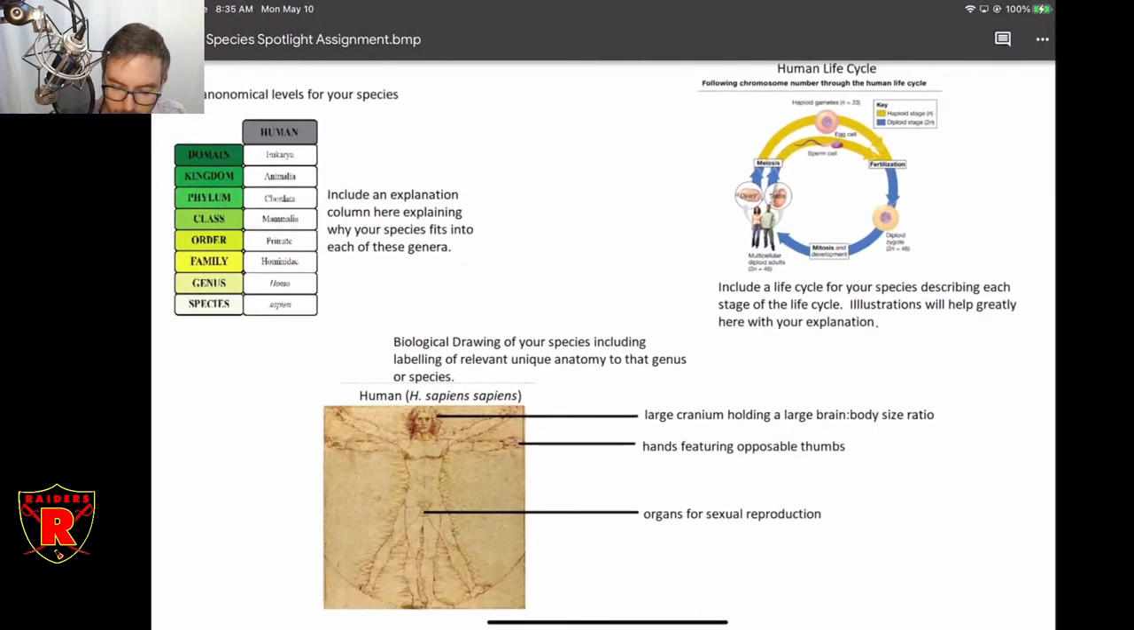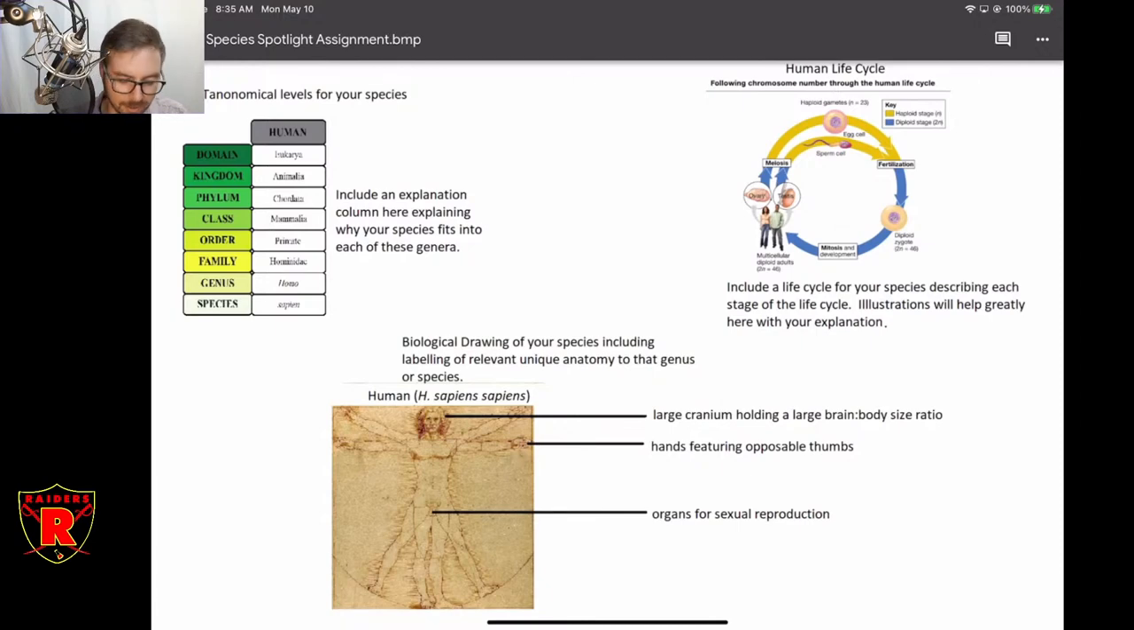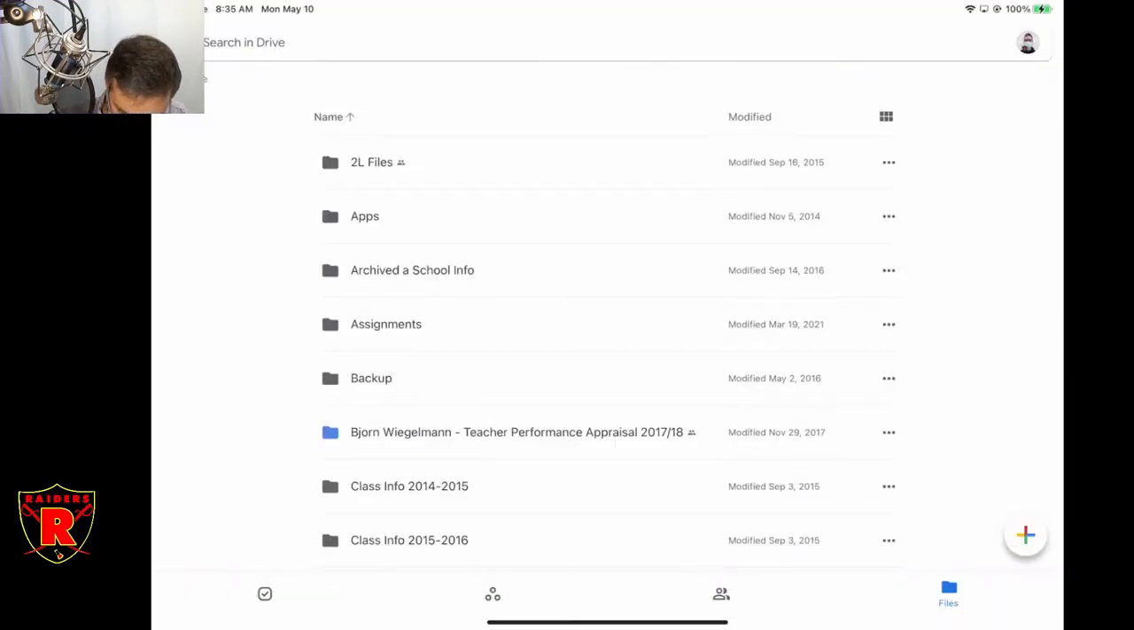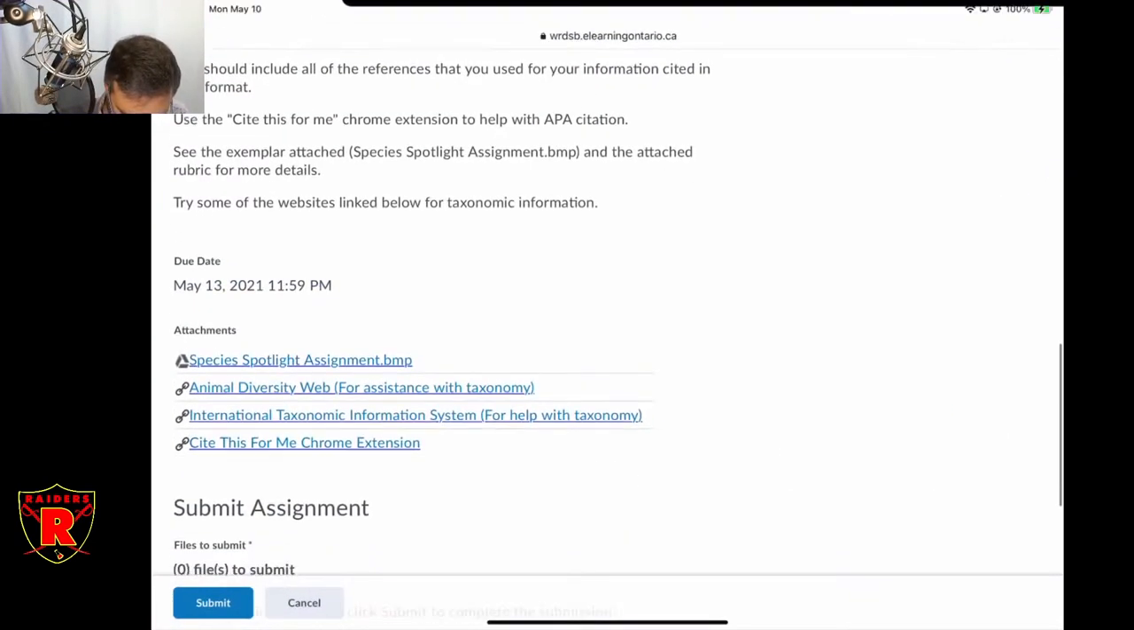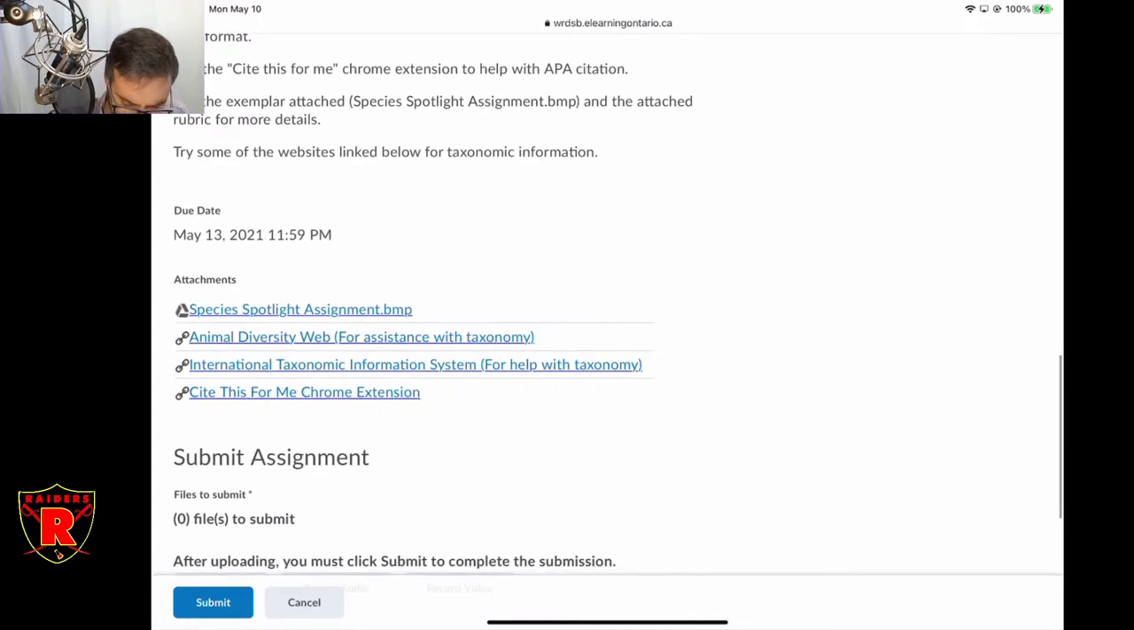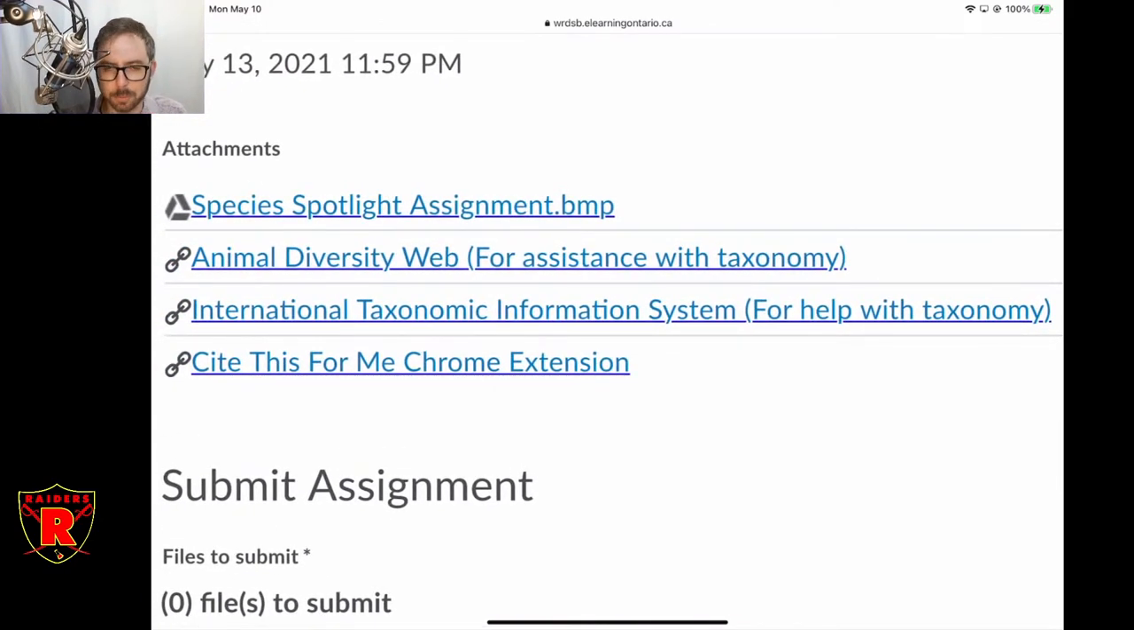If you're not sure how to use APA, maybe I included a guide. Well, I left a link here for the Cite This For Me Chrome extension. That's a handy one. That's probably the easiest way to do it. If you install that Chrome extension and you find something that you want to cite, you basically just click the button and it makes an APA citation for you. It doesn't get too much easier than that. So you could do that.